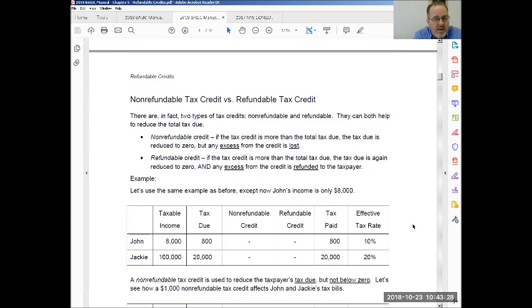As it says there, if the tax credit is more than the total tax due and it's non-refundable, the tax due is reduced to zero, but any excess credit is lost. So with a non-refundable credit, we don't get to carry it anywhere else. With a refundable credit, if there's any left over after the tax is reduced, we get it. So that's always a good thing.